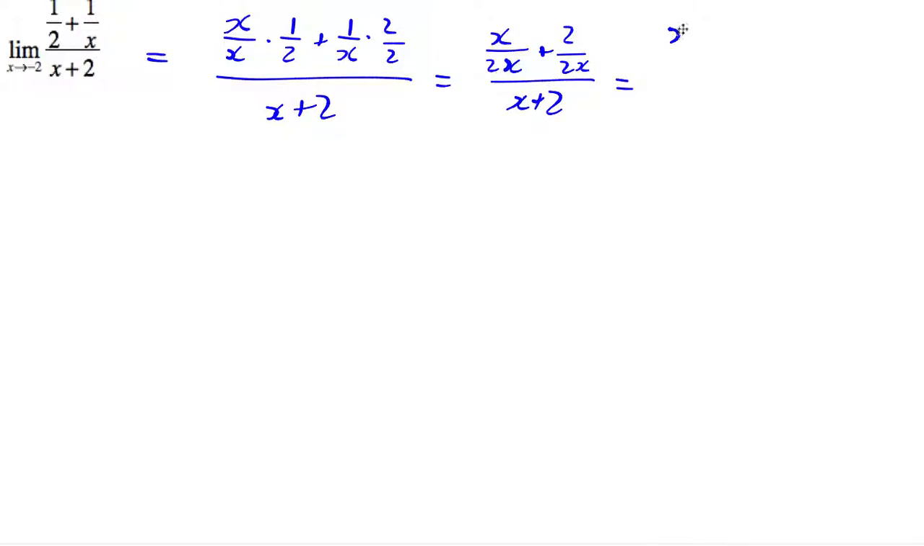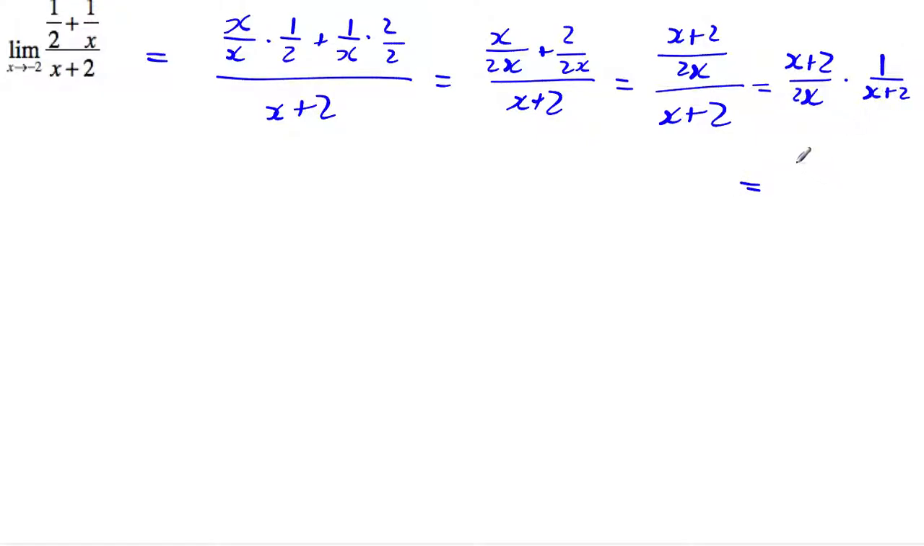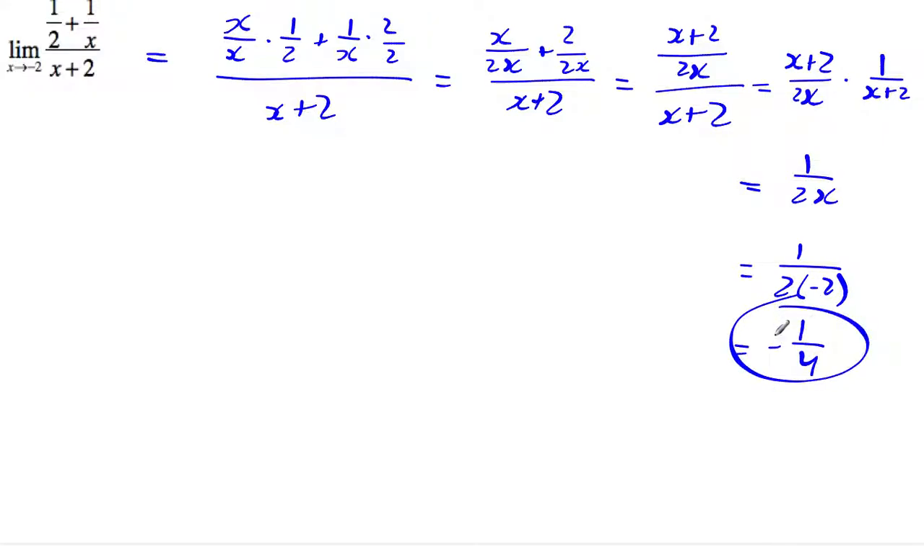So this is equal to (x + 2)/(2x) divided by (x + 2). Remember, this is really just the same as (x + 2)/(2x) times 1/(x + 2), which we can cancel out and do 1/(2x). We can plug in that value of negative 2 for x, and so we get the limit is negative 1/4. A little bit of algebra maneuvering there.